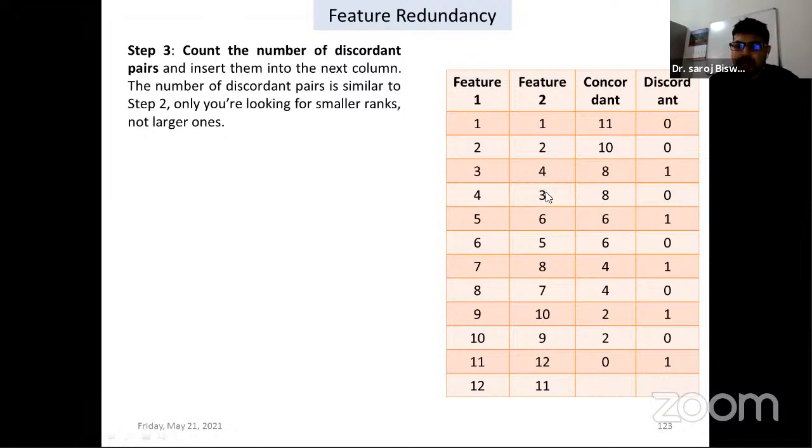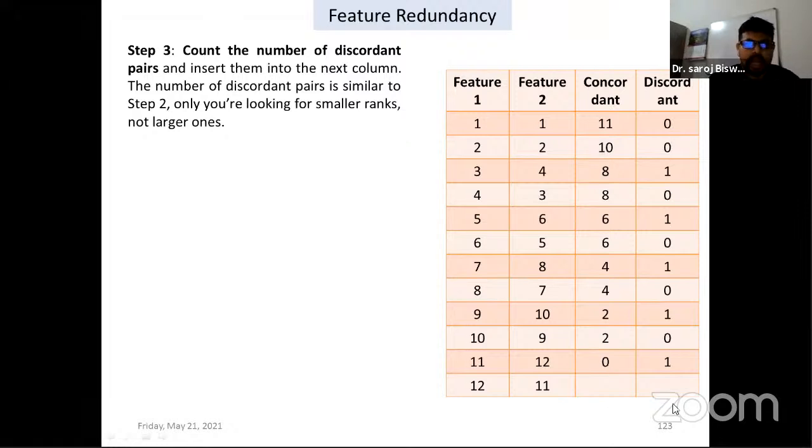Now, how many are lower than 3 below? None of them. That's why this is 0. How many lower than that? Only 1. That's why 1. Similarly, we calculated all of these up to 12. So these are the concordant values, and these are the discordant values.